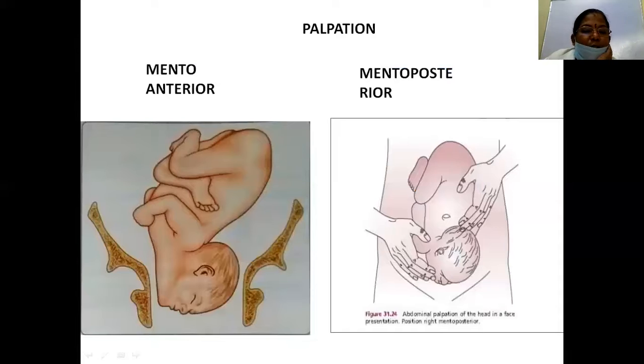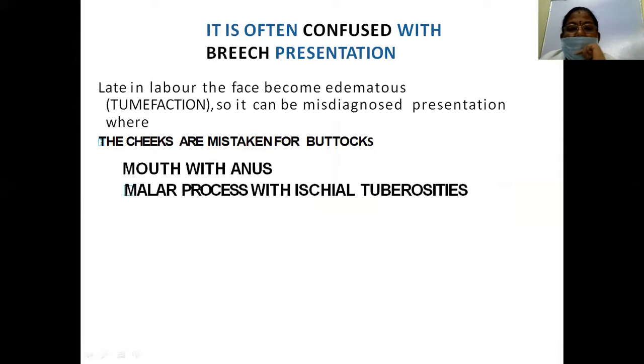So on palpation, in the mento-anterior position we will be able to feel the limbs anteriorly, and it is very difficult to palpate the back, which is posterior. The chest is thrust towards the anterior abdominal wall, and sometimes it is missed for the back. And the occiput and the prominence are towards the back side. In a mento-posterior position, we will be able to feel the back, with the limbs lateral. Usually this face presentation is often confused with the breech presentation.